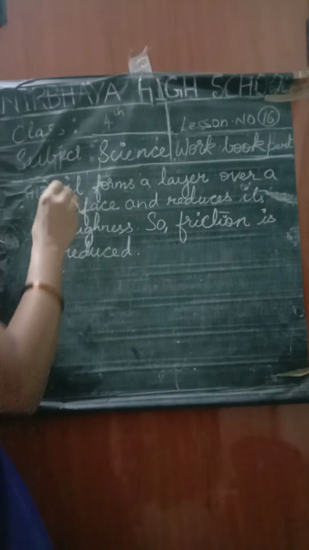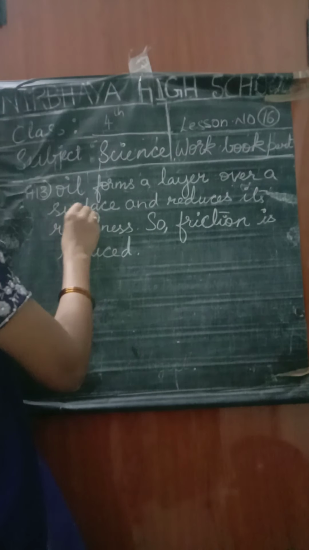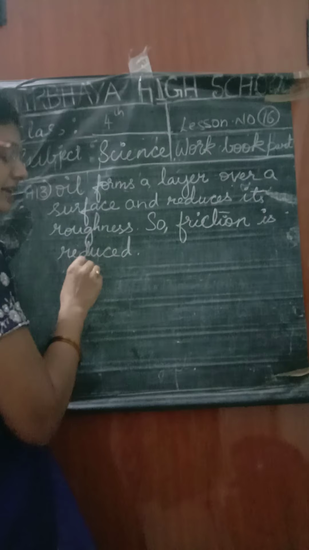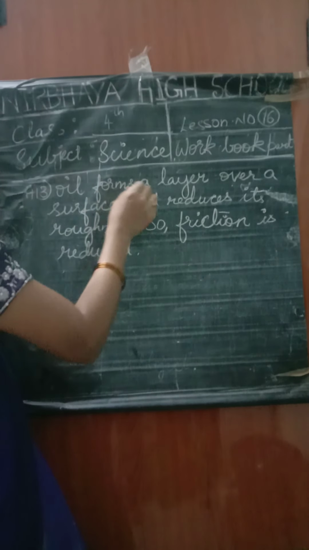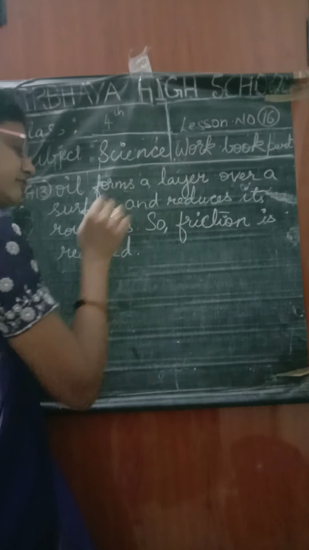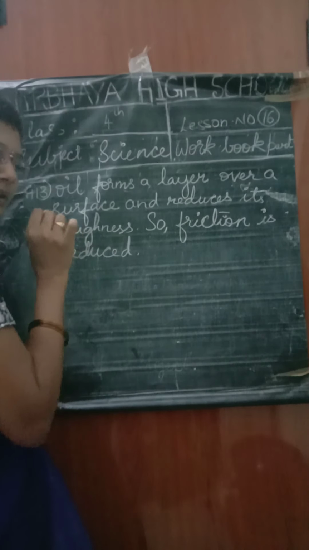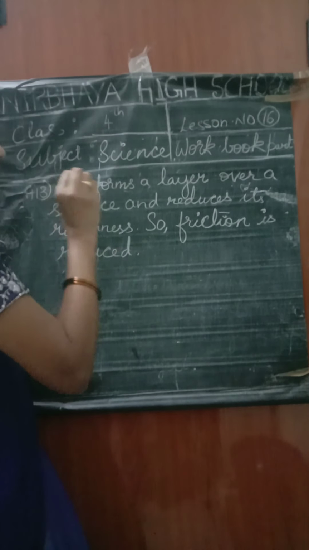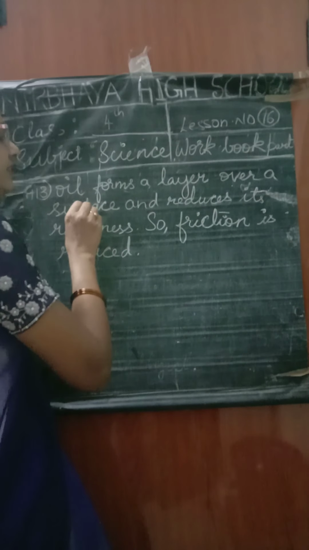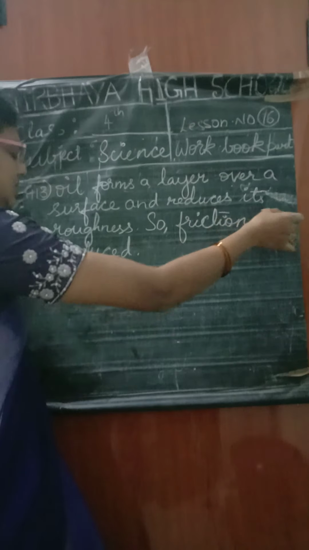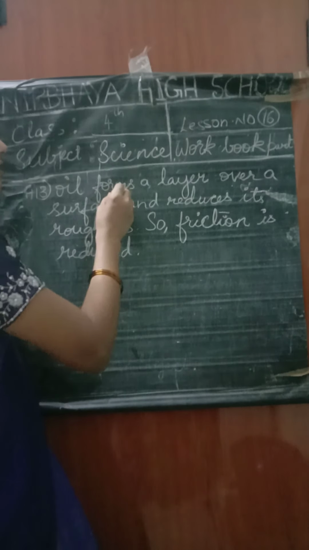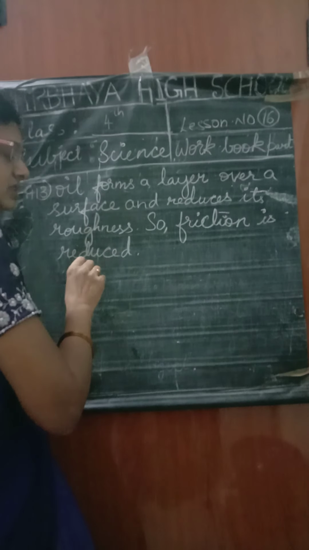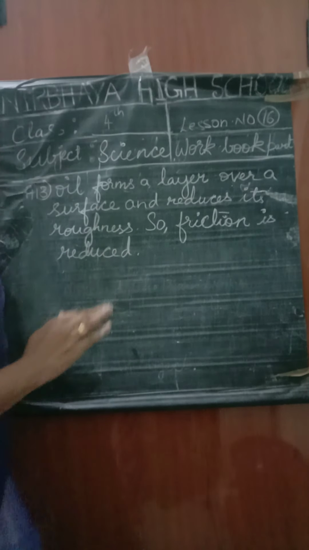I'm repeating the answer. Oil forms a layer over a surface and reduces its roughness. So friction is reduced. I'm repeating once again, children. Oil forms a layer over a surface and reduces its roughness. So friction is reduced. Let me move aside, children. You can take the screenshot of this answer.